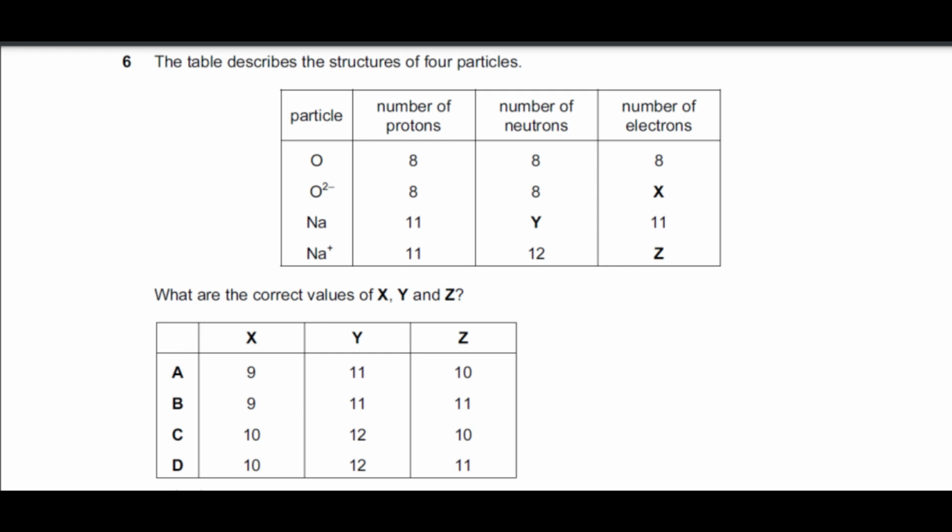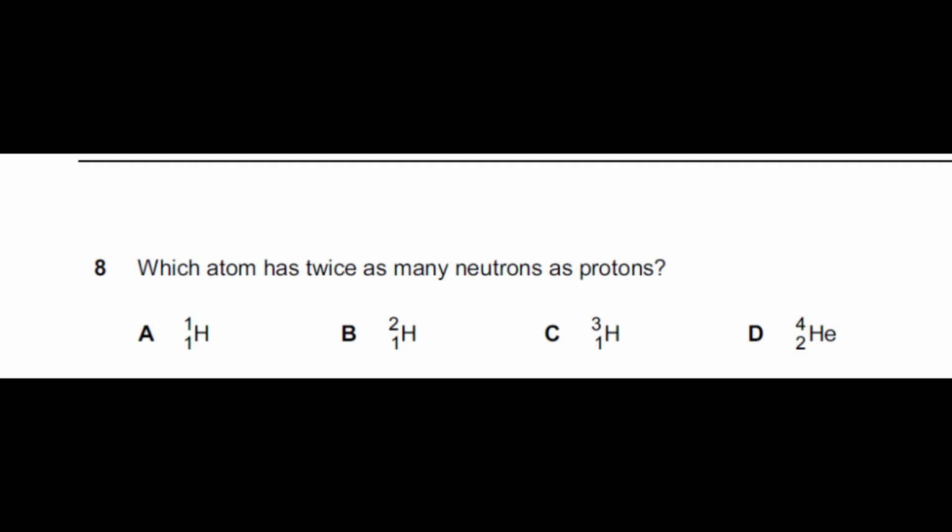So the combination 10, 12, 10 is the Charlie option, which is the correct answer for this question. Next question says, which atom has twice as many neutrons as protons? Okay, twice means if the proton is 1, the neutron should be 2. So according to this calculation, Charlie is the correct answer, because that is hydrogen 1, 3.